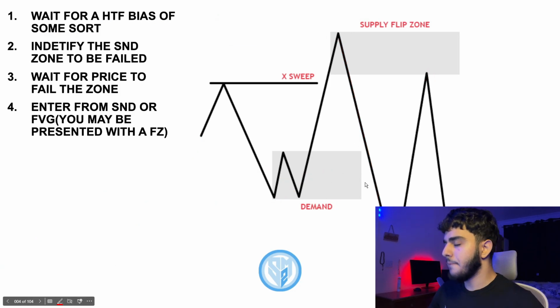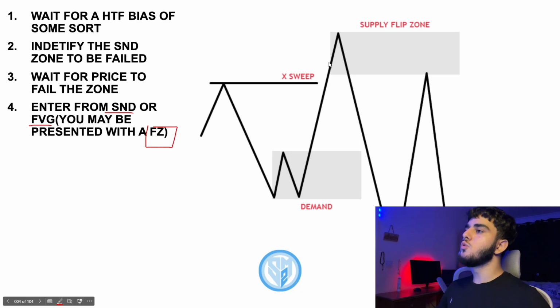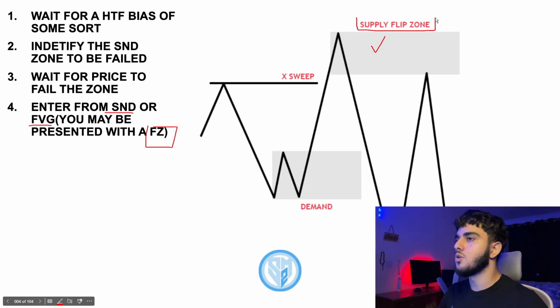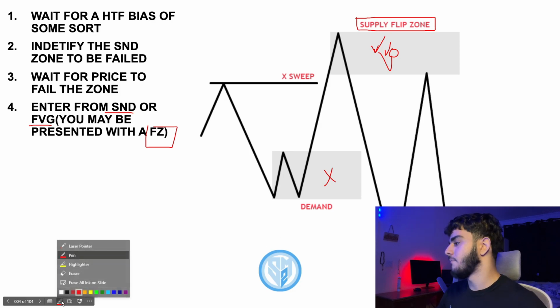So after we see that, all we simply do now is wait for our entry either at a fair value gap or a supply and demand zone. And in this case, we will be presented with a flip zone. If we do end up seeing a supply zone, for example this one over here, we can call this a supply flip zone, right? That is because this zone created a flip. We flipped from demand to supply. Therefore, this is an extra confirmation as we have a supply flip zone.